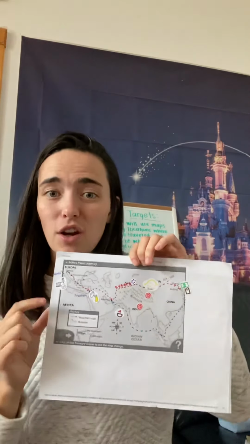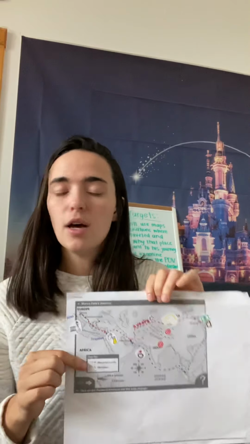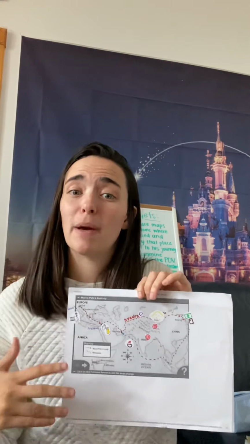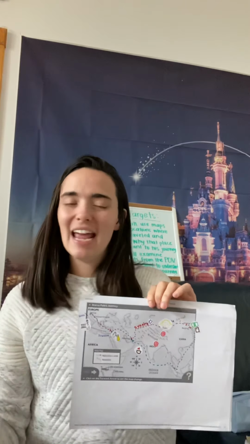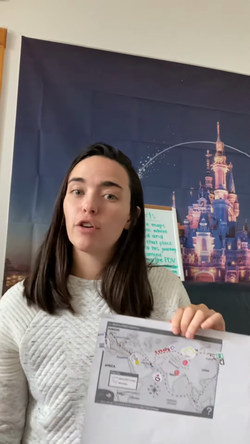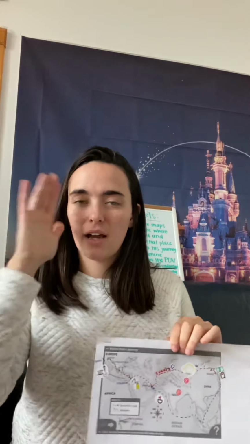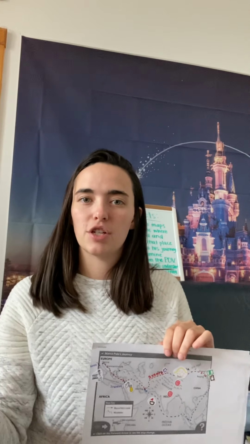A couple things to note: everything is color-coded. Anytime Marco Polo travels by land, it is a dotted red line. Anytime he travels by sea, it is a dotted blue line. Anywhere he goes while working for Kublai Khan has a red target. It really gives kids that visual representation of what he's doing here, and then we'll also talk about why it's important.